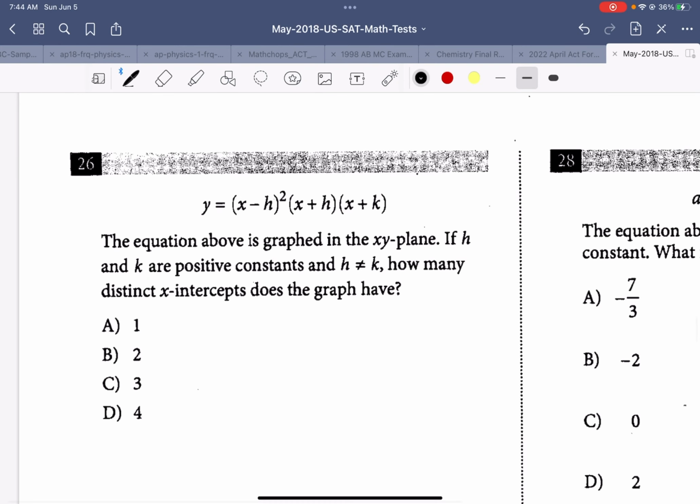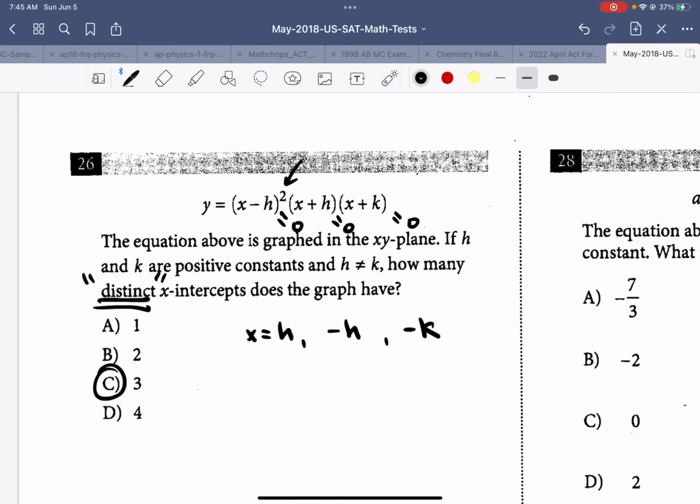Number 26. The equation above is graphed in the xy plane. h and k are positive constants and h is not equal to k. How many distinct x-intercepts does the graph have? So to find the x-intercept, set each factor equal to 0. That gives x equals h, or negative h, or negative k. So those are 3 x-intercepts. So answer has to be 3.